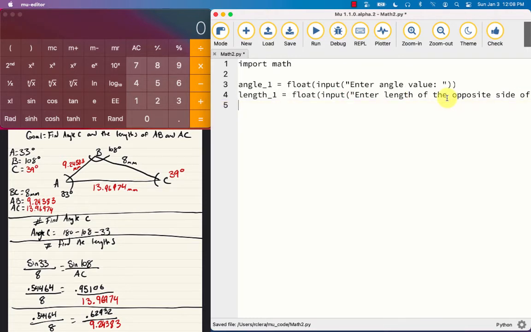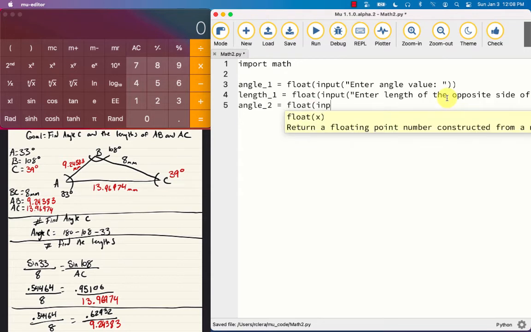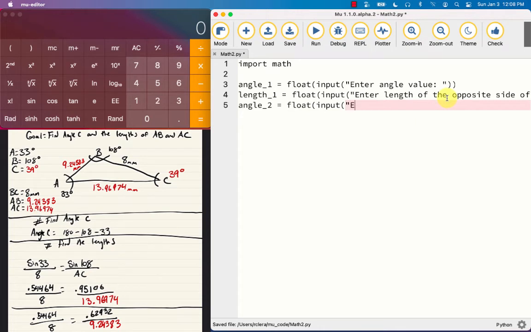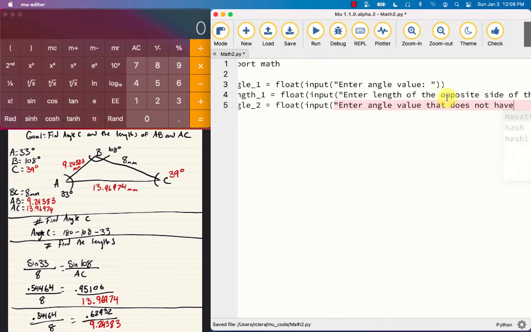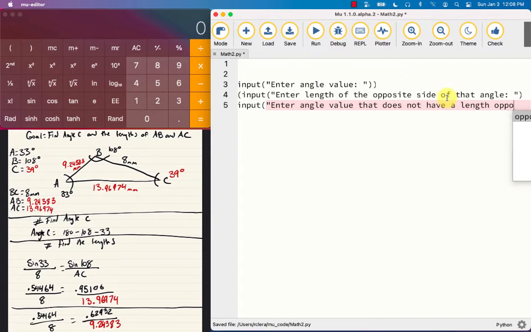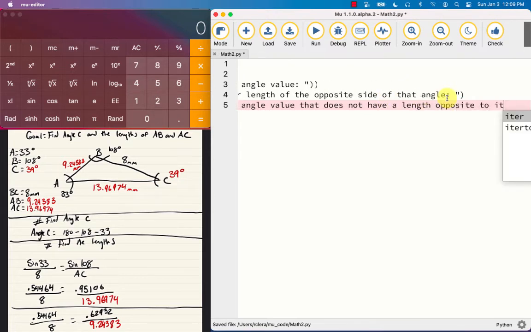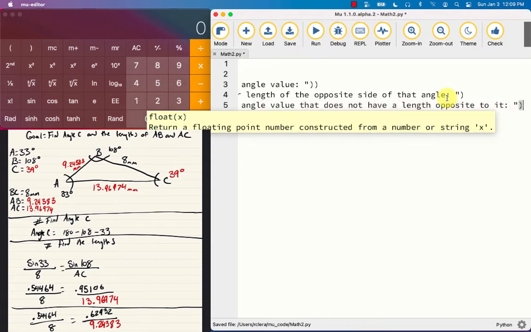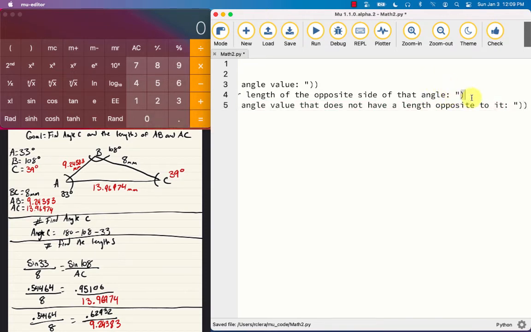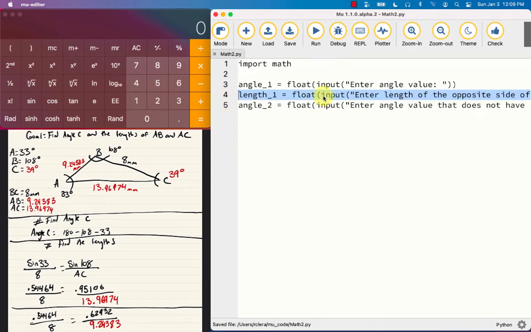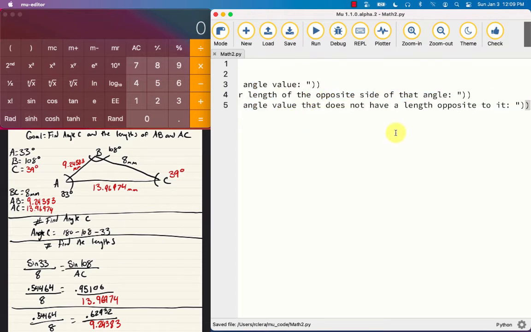Okay. Then we'll do angle2. So it'll be the other angle we know. So we'll just say float input, enter angle value that does not have a length opposite to it. Now be sure you actually have your two closing parentheses here, because one belongs to the input and the other belongs to the float.